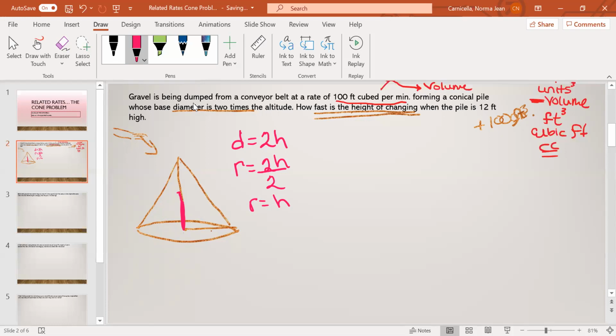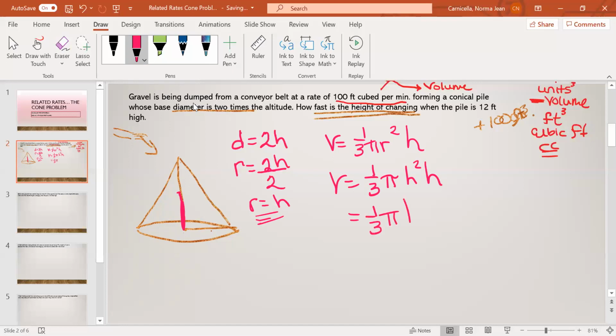So in this case, I'm talking about volume. I know I'm talking about a cone, so I know I'm talking about volume of a cone. Volume is equal to 1/3 pi r squared times h. But now we just showed that r is equal to h. So volume is going to equal pi/3 h squared times h. But that means that it's just equal to 1/3 pi times h cubed. That's what the volume is.